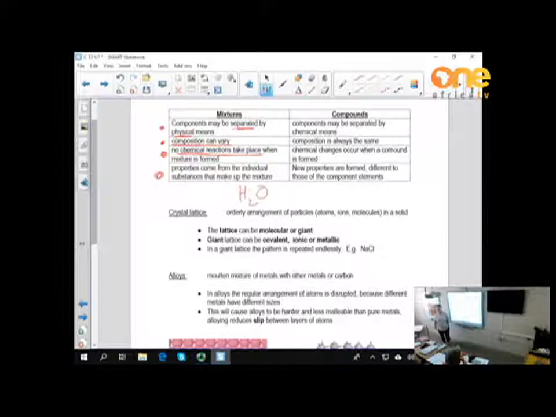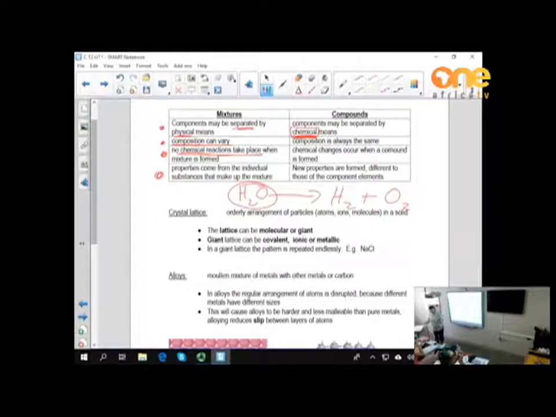Compounds may be separated by chemical means. I can take water and add a little bit of acid to it, and then I can take two electrodes and connect it up onto a power supply, and I can make water break up into hydrogen gas and oxygen gas. But I need electricity to do that because I need to put in quite a bit of energy to break up the compound, because I must break chemical bonds and new bonds must be formed. So we can separate components in a compound using chemical reactions or chemical means, because we must break chemical bonds.